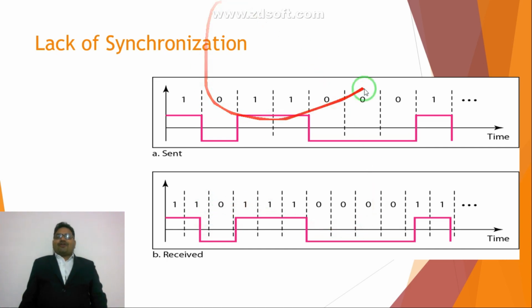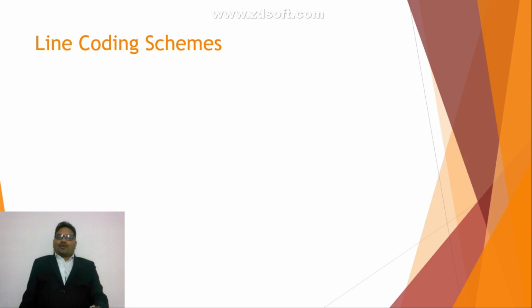This kind of problem leads to lack of synchronization, so that the receiver cannot understand whether a transmitted 1 should be taken as a 1 or a 0. So this is the problem, and it is overcome in line coding.